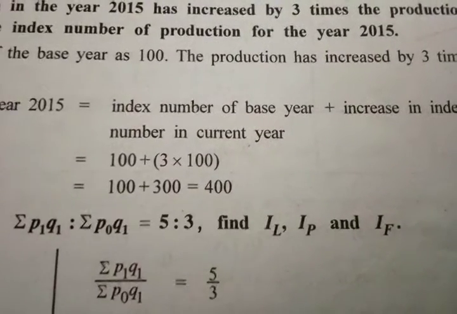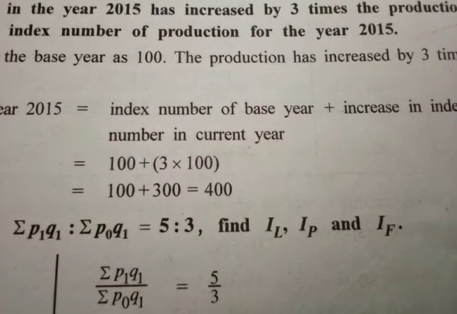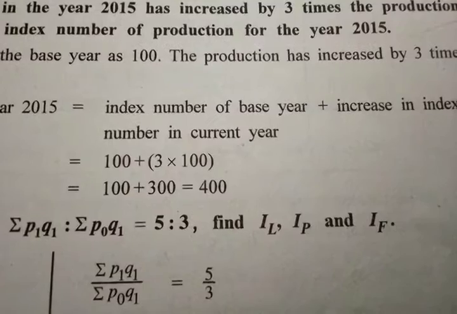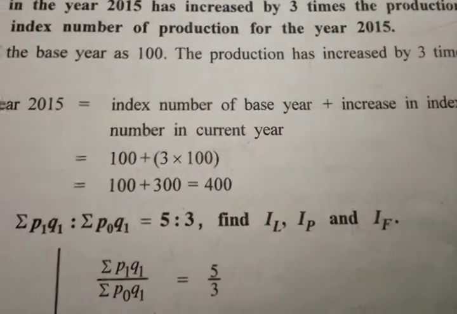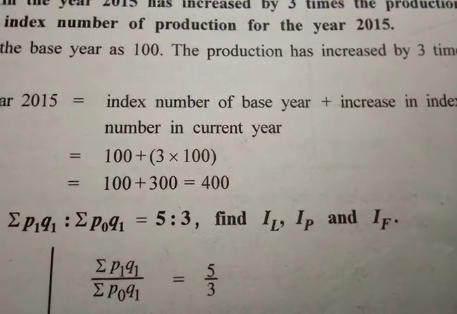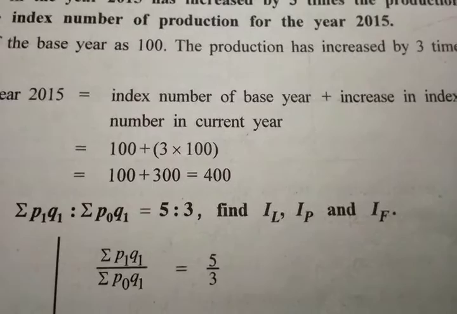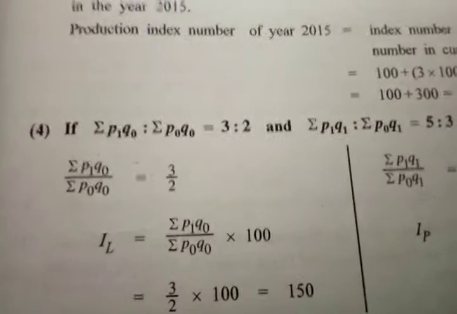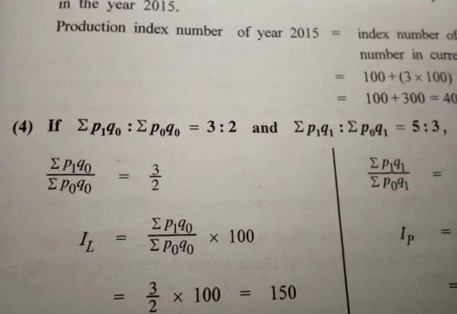So please take it as an important question. When you are given a percentage or a particular fold of increase in one of the variables or any index number, then we can locate the new one by adding the difference to the base year. So that is 400.